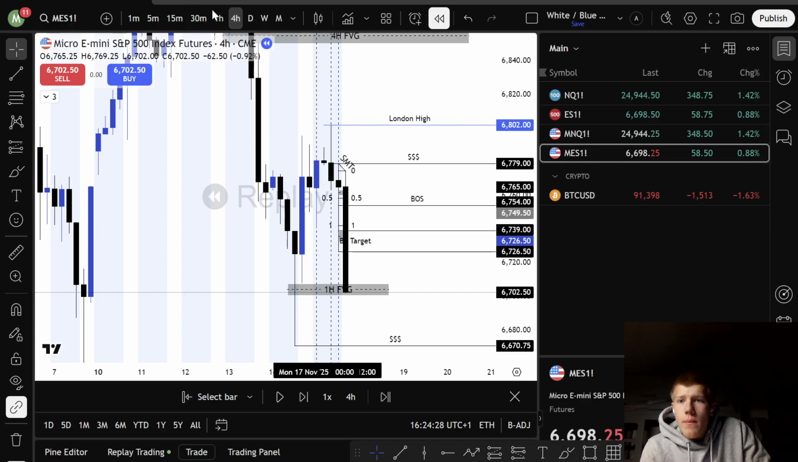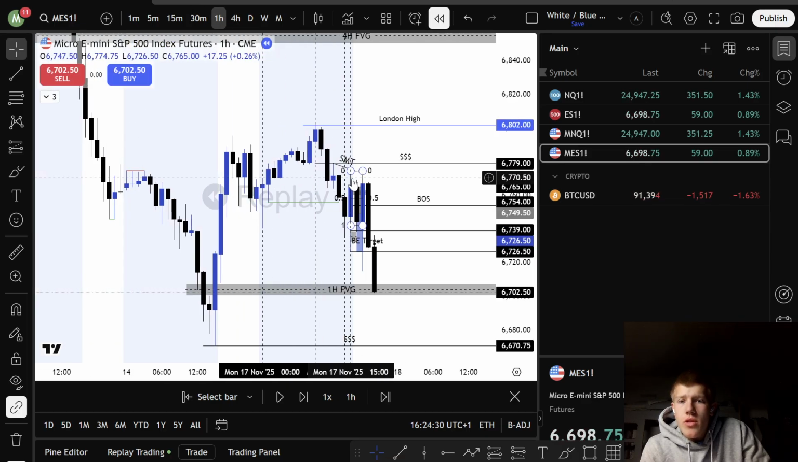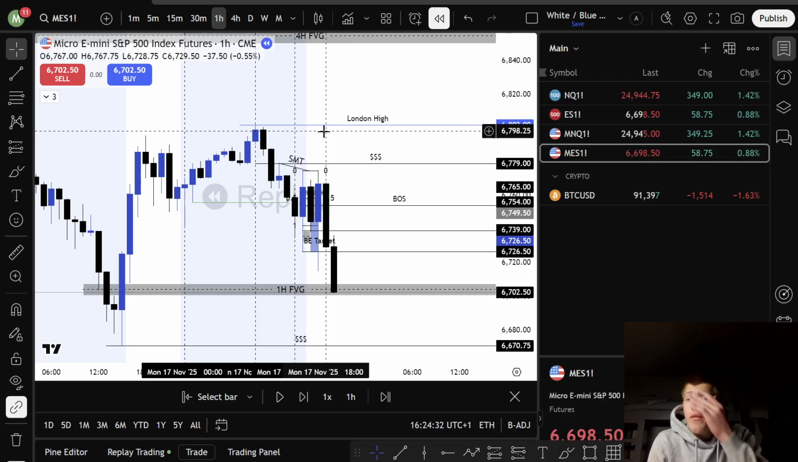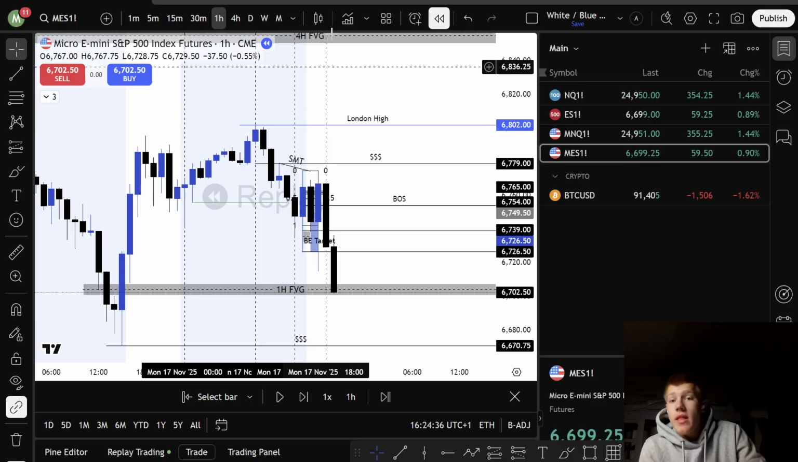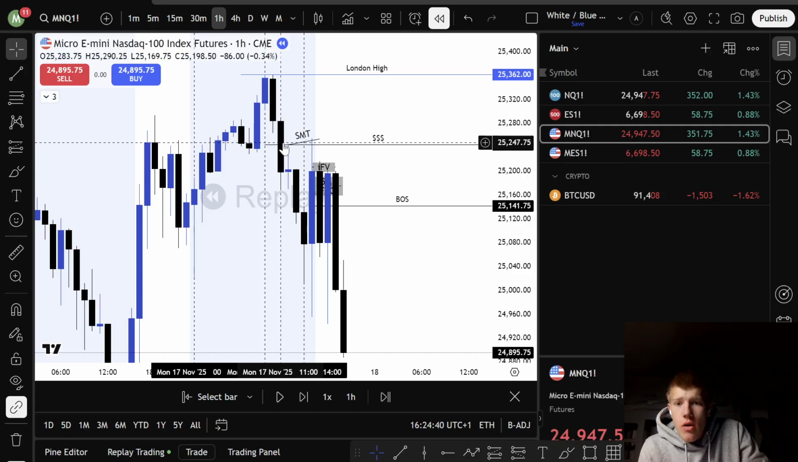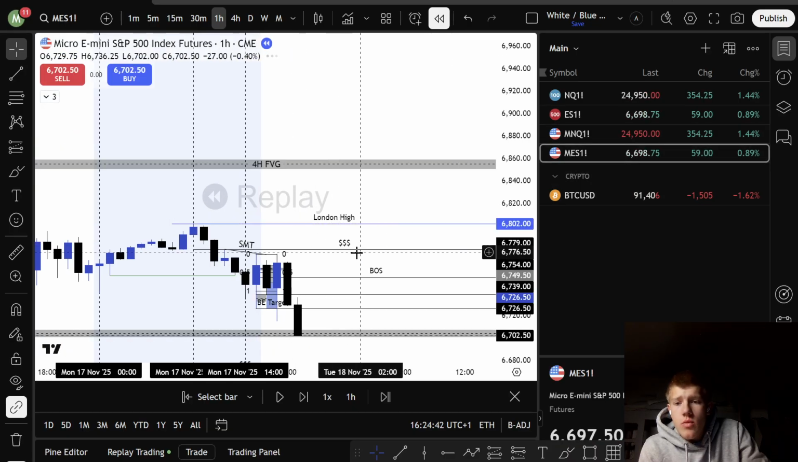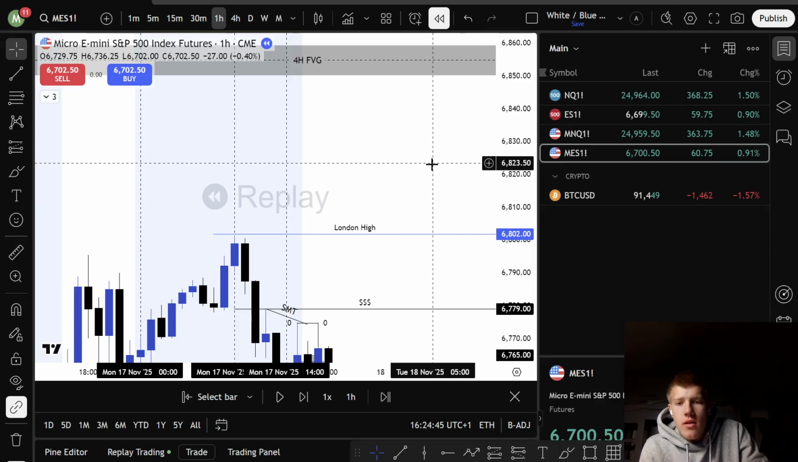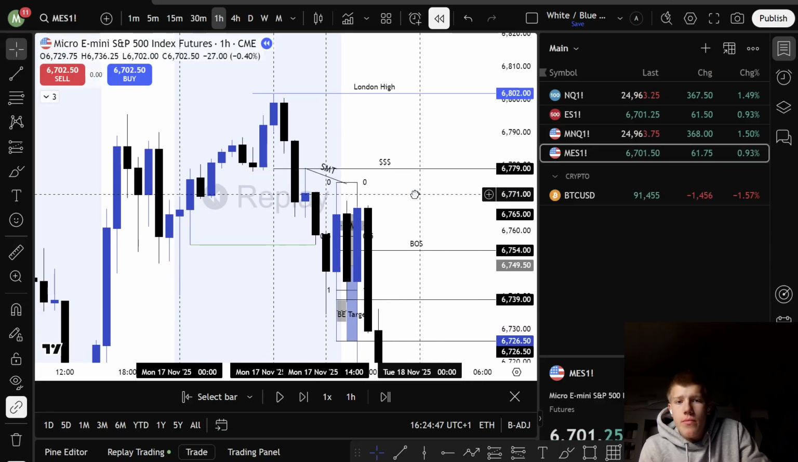Basically, I want to see a sweep of a high or a fair value gap getting filled. That was exactly what happened, because on NQ we swept this hourly high and we did not do that on ES, which gives me an SMT divergence. So that's my next step.